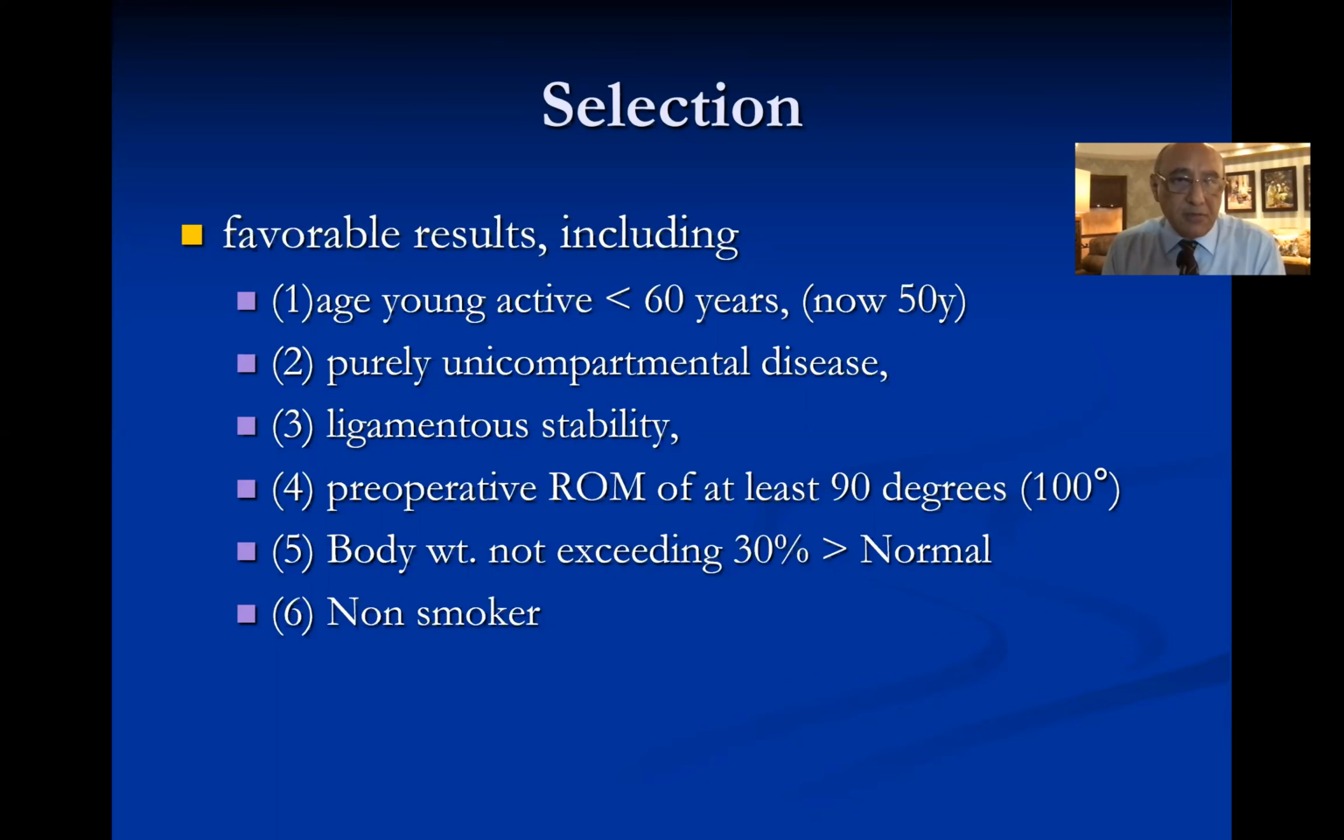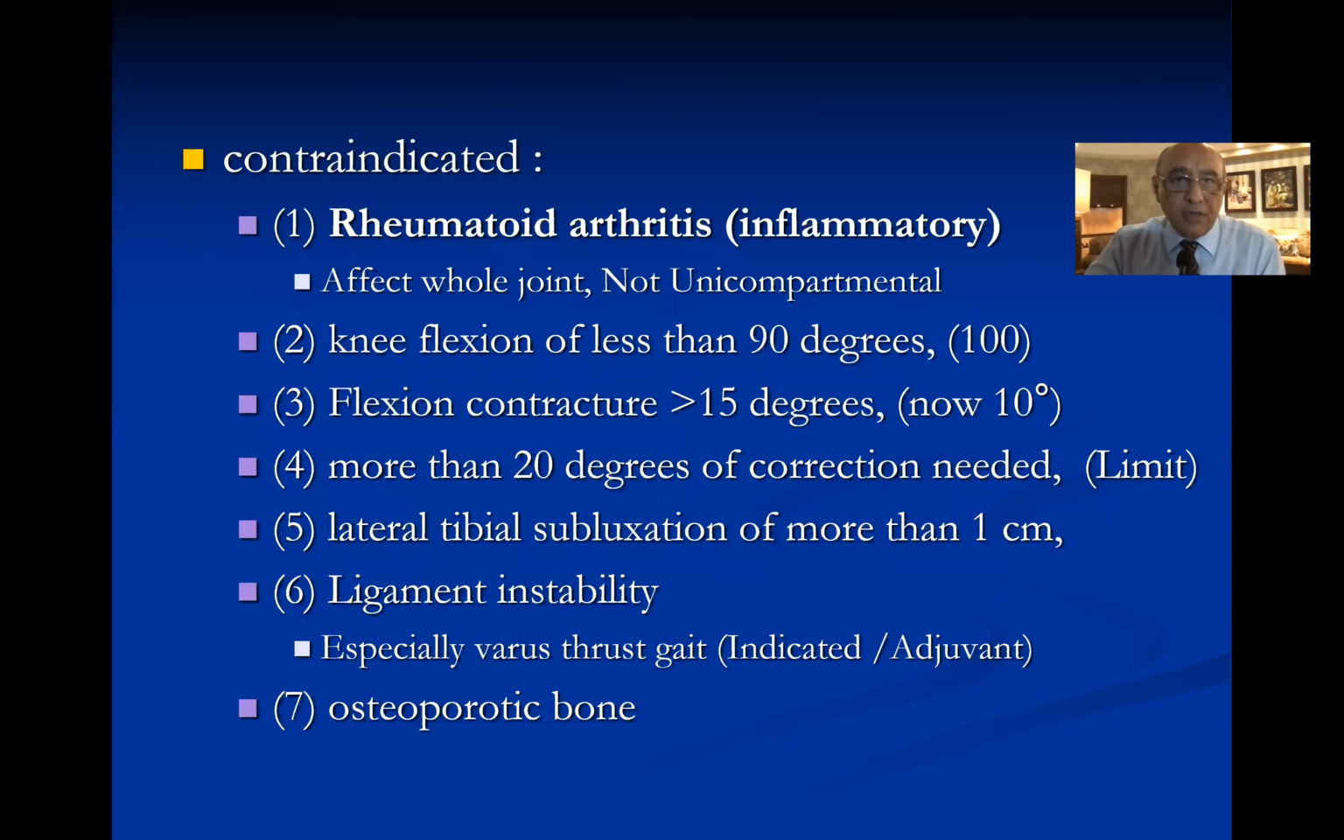For selection of the patient, the favorable results include young active patients under 60 years, and now we talk about 50 years, purely unicompartmental disease with a ligament-stable knee, preoperative range of motion of at least 90, we say now 100 degrees, body weight not exceeding 30% over the normal body weight, and non-smoker. Contraindications: the absolute contraindication is rheumatoid arthritis or inflammatory arthritis, where it could not be a unicompartmental affection.